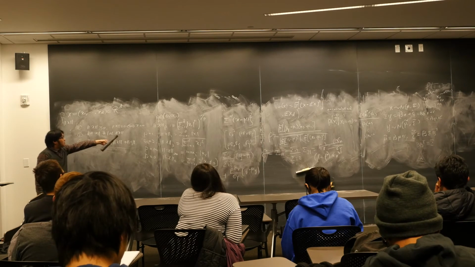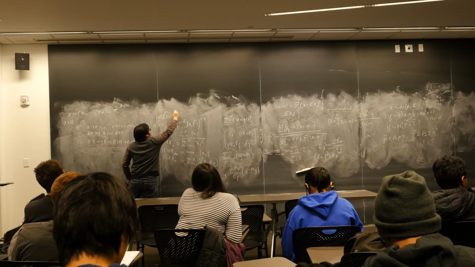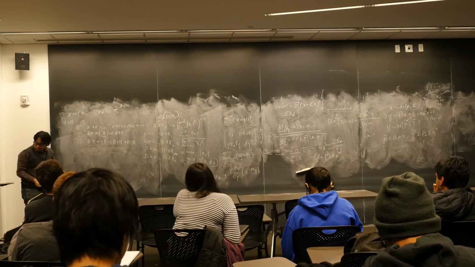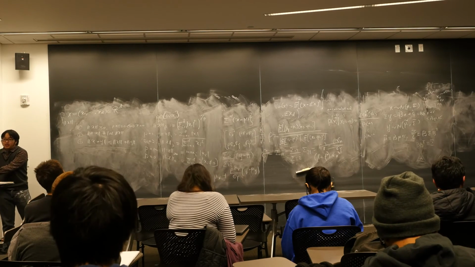But for anything like p in this range, the vector p norm is valid. Other questions?